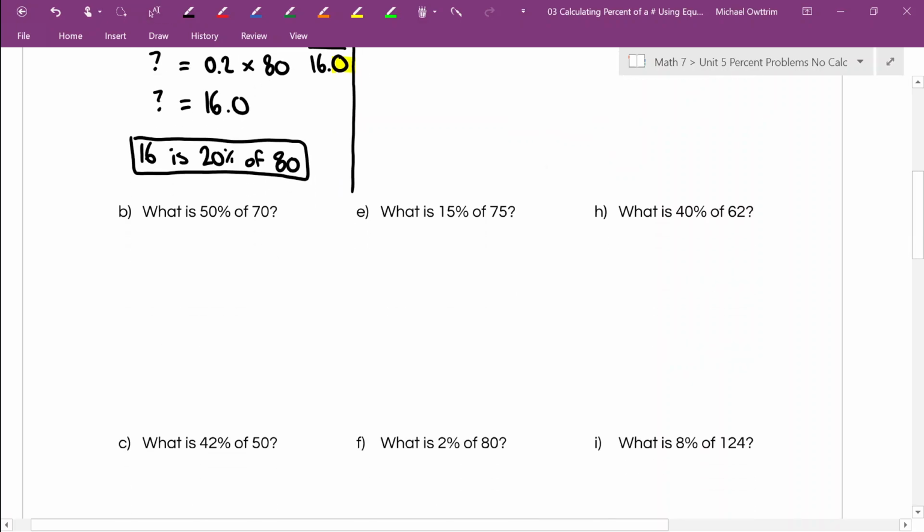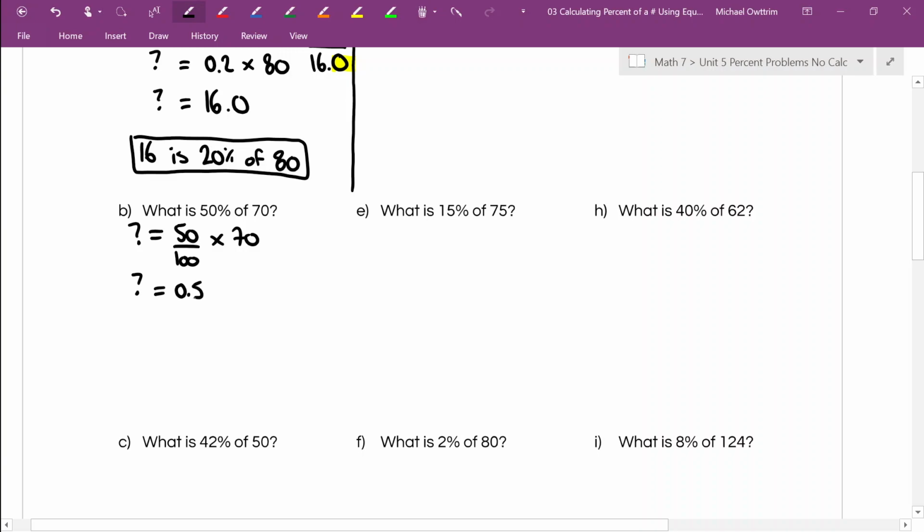Continuing down, let's take a look at question B. What is 50% of 70? Again, we're going to say, what is our question mark? Is becomes equals. 50 is just a number. Percent is out of 100. Of is multiply. And 70 is just 70. Convert your fraction to a decimal. 50 out of 100 is 0.5. Multiplied by 70.